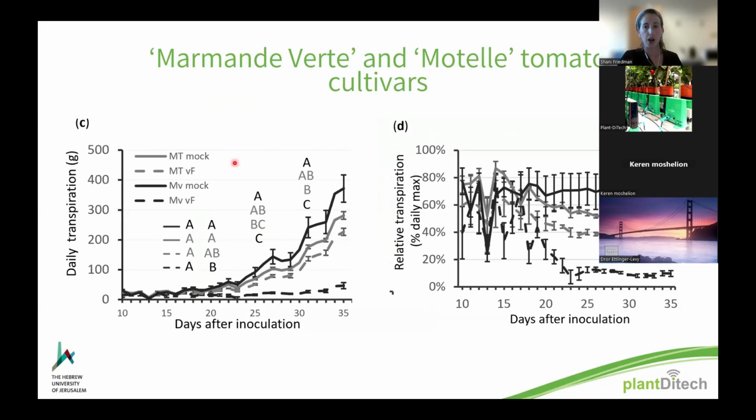We did this with two other cultivars, Marmande Verte, MV, a susceptible cultivar, and Mutele, MT, a resistant cultivar. Following transpiration, here too, the resistant cultivar MT in gray is acting nicely. When infected, it loses some transpiration. The susceptible cultivar does better when uninfected, but loses much more when inoculated.